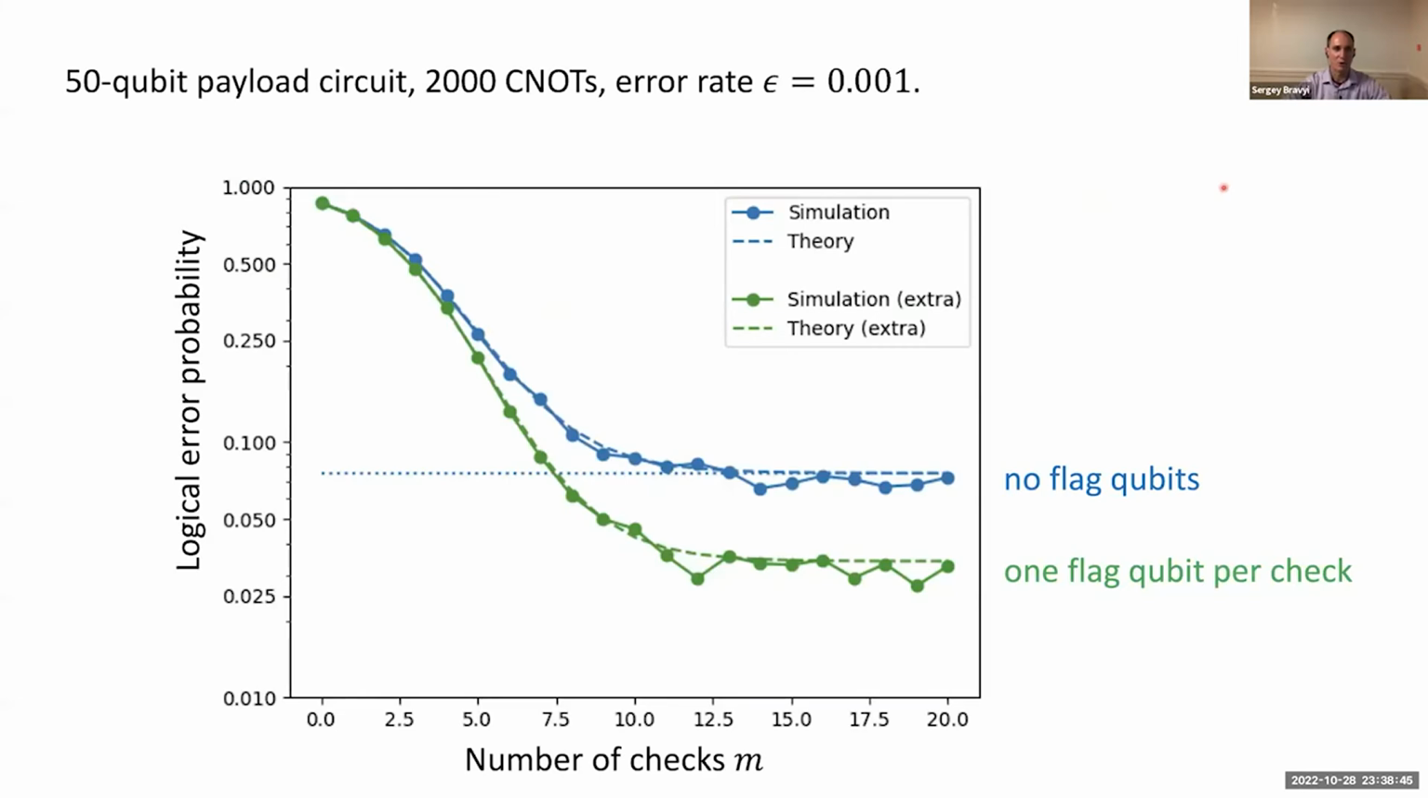And this plot shows the logical error probability with and without flag qubits for the same payload circuit as before. And you can see that now we can reduce the logical error probability from 100% to roughly 5 percent or even smaller. And we extended our Markov chain model to flagged circuits, and again there is a good agreement between numerics and the theory.